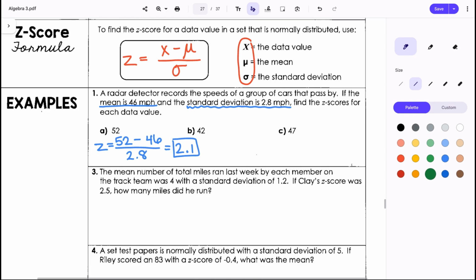So what'd you guys get for B? What's the z-score? 3.6. Not 3.6. I got -1.4. Negative 1.43. That's what I have. So you should have taken 42 minus your mean, which is still that 46, and divided by 2.8. That's how we got there. How about for C? What's the z-score?